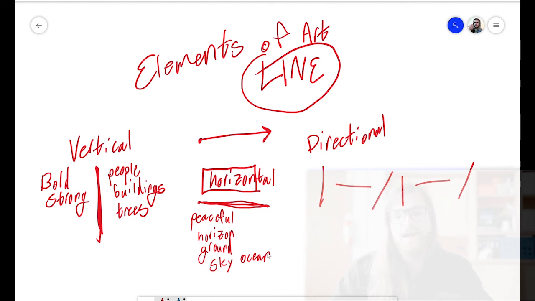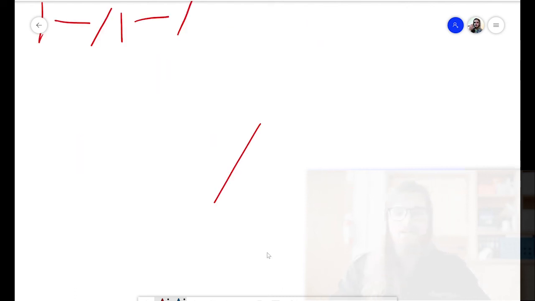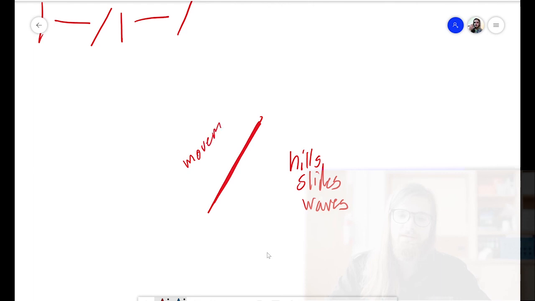And then lastly, we have diagonal. Diagonal lines are crooked lines, and they represent movement. So that could be ramps, hills, slides, waves, and that is about all for today.